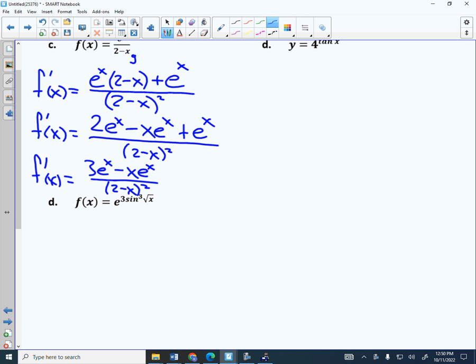So then, in this situation, you could, if you want to, factor out the e to the x, and get 3 minus x over 2 minus x quantity squared. So either one of these would be acceptable. But I want it either like that or like that. If you would have factored it out, you would have come up with this. Up to you.